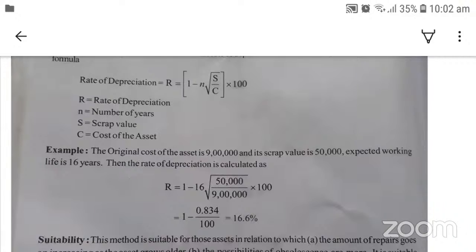N means estimated life of the asset. So 16th root of 50,000, where 50,000 is the scrap value, divided by cost, that is 9 lakhs, into 100. By substituting the values in the formula we will get 16.6%. The rate of depreciation under written down value is 16.6%.